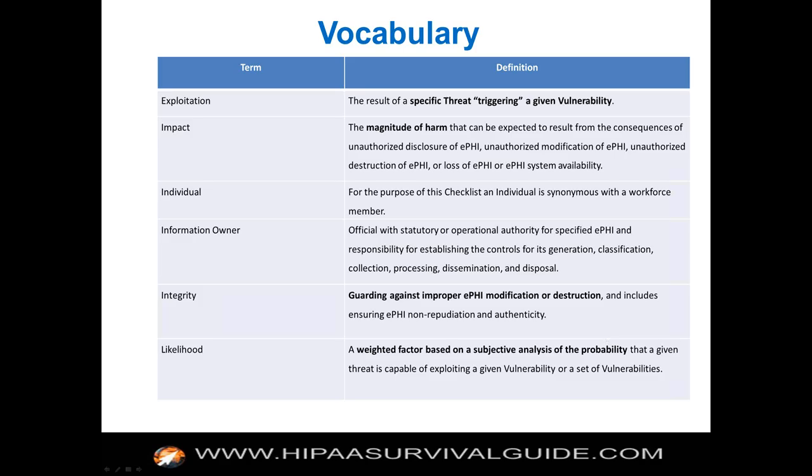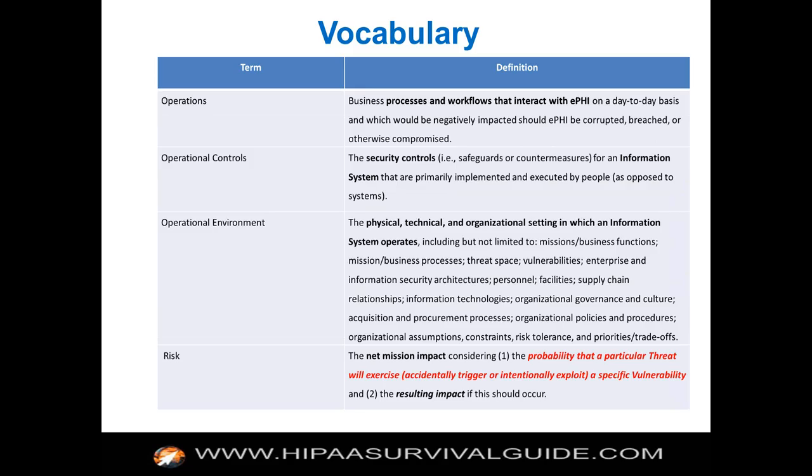And we're going to talk more about these, but I want to introduce these terms so you kind of get comfortable with them. Operations are business processes and workflows that interact with EPHI. Okay, operational controls are the security controls, the safeguards or countermeasures for information systems that are primarily implemented and executed by people as opposed to systems. Now, when we use operational controls and security controls, we're going to be using that across not only information systems, but your computing infrastructure, networks, databases, other things other than just an information system. So it's a term here that's used in a broad way. Your operational environment is the physical, technical, and organizational setting in which an information system or systems operates. It's essentially just your environment, okay?